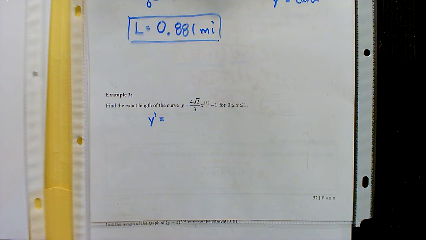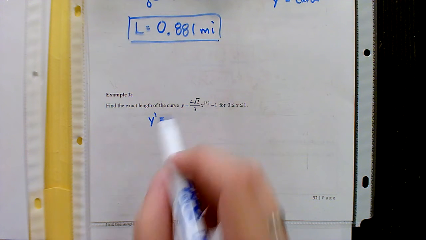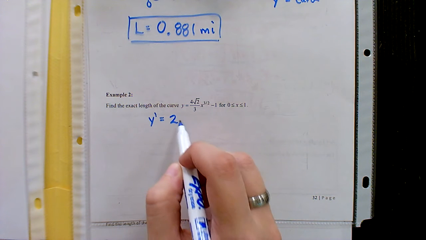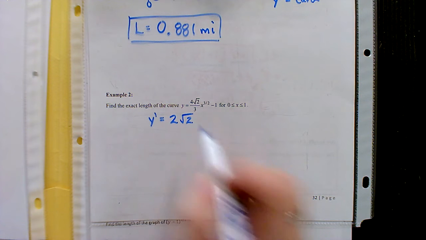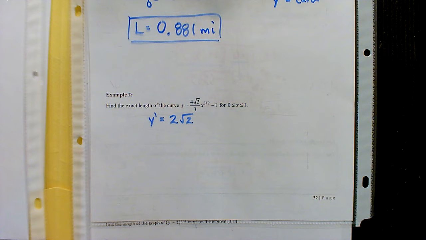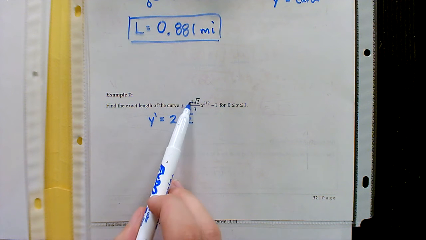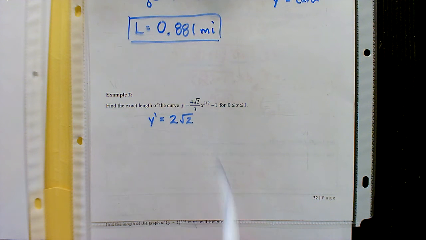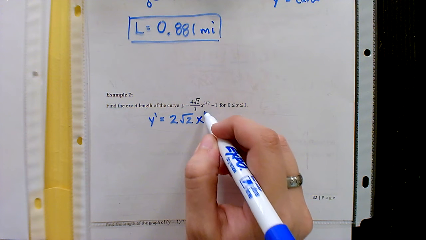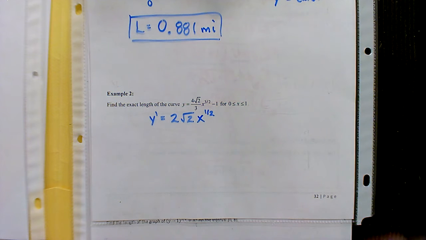See, we got a power rule. If we bring down the 3 halves, that'll change the coefficient to 2 square roots of 2. The 3's would cancel, and then the 4 divided by 2 would change to a 2. If we subtract 1 from the power, we're left with 1/2. And then the derivative of -1 is just 0.